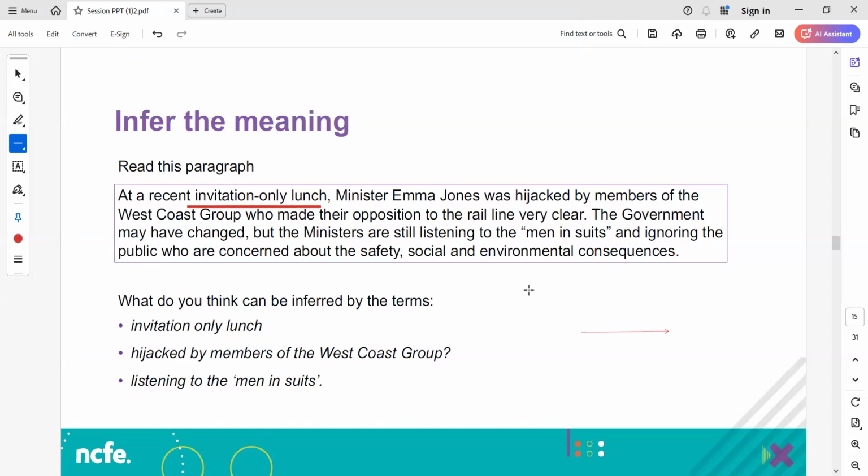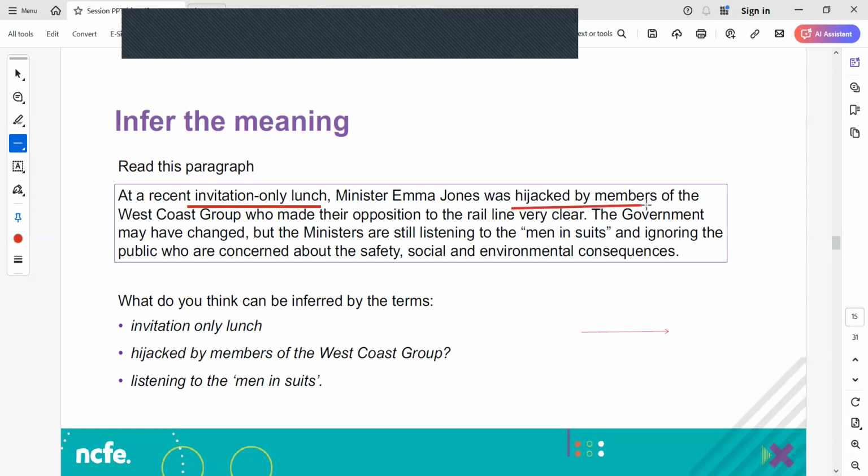Okay. So the meeting was hijacked by members of the West Coast group. What can we infer from that? The meeting was hijacked. Do you think these people were invited? No. So the use of that word hijack, they were uninvited, but they made their opinions clear.